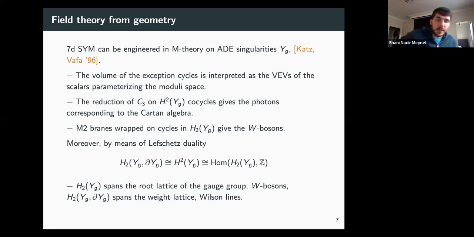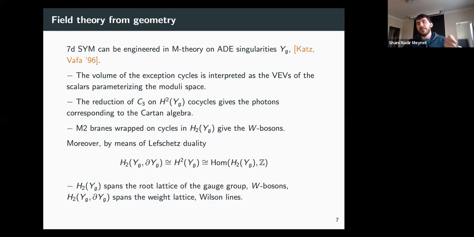And then dynamical BPS particles will be obtained by wrapping M2 branes on the same exceptional cycles. We interpret these massive particles as the W bosons. The mass of these particles depends on the volume of the inflated cycles. On top of that, as I was mentioning before, one can engineer, beyond these massive particles at a generic point of the moduli space, also extended operators like Wilson lines.